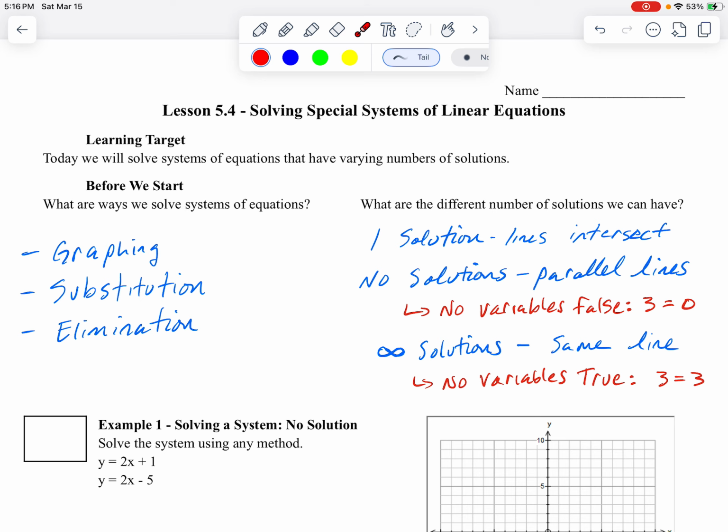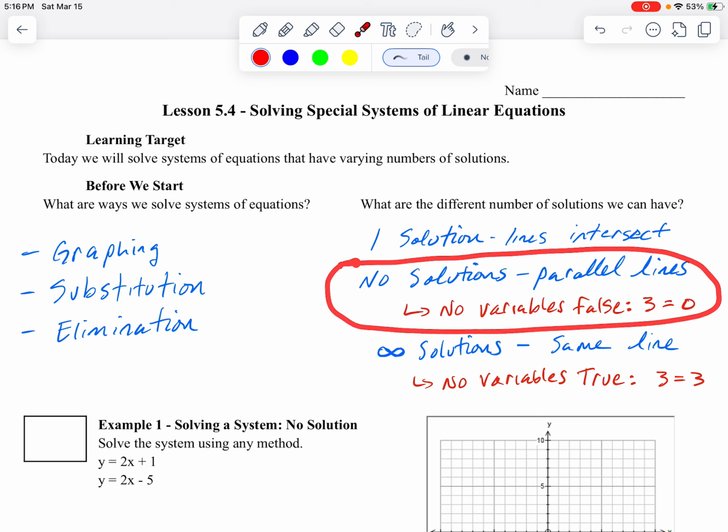There are other possibilities, right? If we have two lines, there's only three things that can happen. They cross at one point, and we end up with one solution. Or they never cross, which is what we call parallel lines.